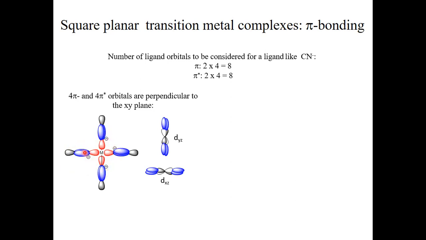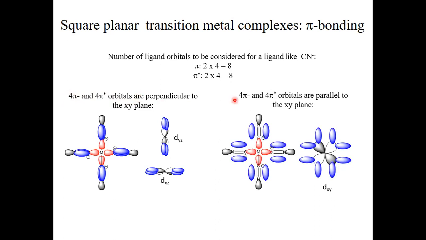And we call these kinds of orbitals orbitals that are perpendicular to the xy plane. So how many orbitals do we have? Well, we have 1, 2, 3, 4 bonding ones, but in addition to that, of course, we also need to consider the 4 anti-bonding ones. So this will give overall 8. Okay.